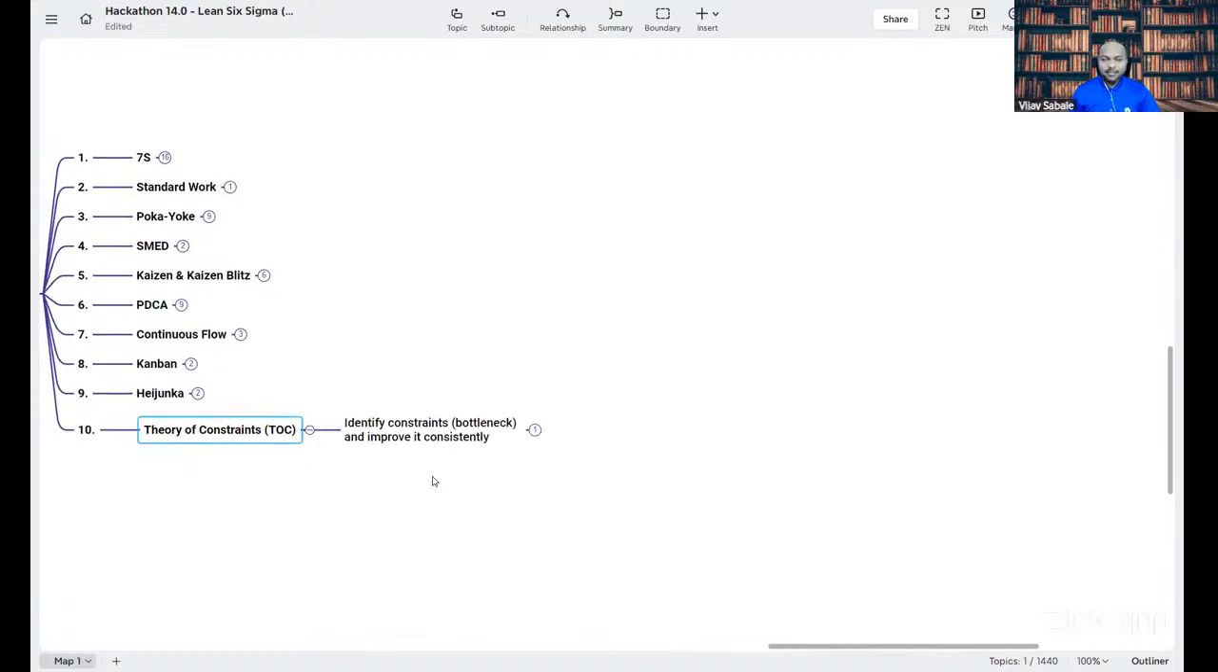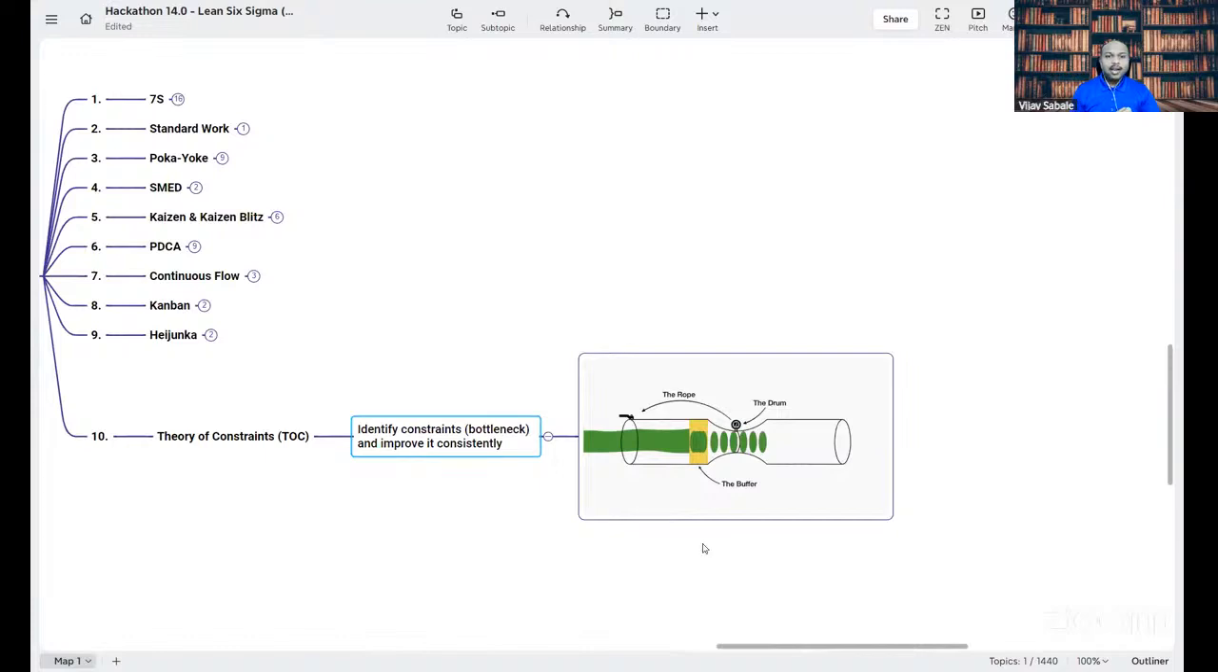As the name indicates, it identifies constraints or bottlenecks and improves them consistently. If you take any operation, there is one link that is called the weakest link in your entire operation, that is called a bottleneck, right? To address that bottleneck, you need to improve it. We need to consistently work on it, and simultaneously identify what the next bottleneck is. Once you work on one bottleneck, another step becomes the bottleneck. Again, we need to work on it. So it is a never-ending process. We need to work on it as continuous improvement.